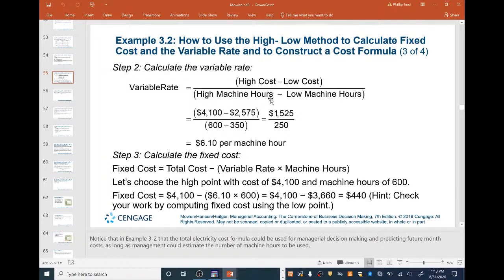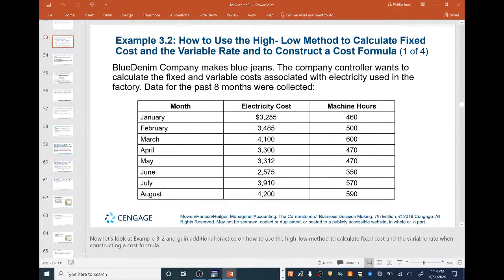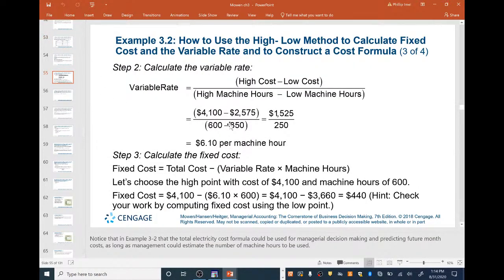What about the high machine hours minus low machine hours for our denominator? Okay, let's go back to our chart here. Once again, high machine hours was 600, low machine hours was 350. So we just punch them in here. We do our basic subtraction here. That's going to leave 1,525 as your numerator. Your denominator is going to be 250. So that's going to leave our variable rate of $6.10 per machine hour. So what's that mean? It's going to cost us $6.10 to operate that machine per hour, right?